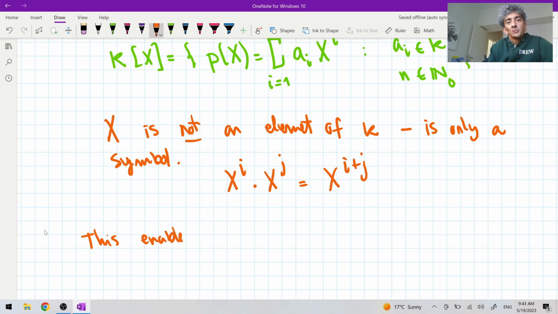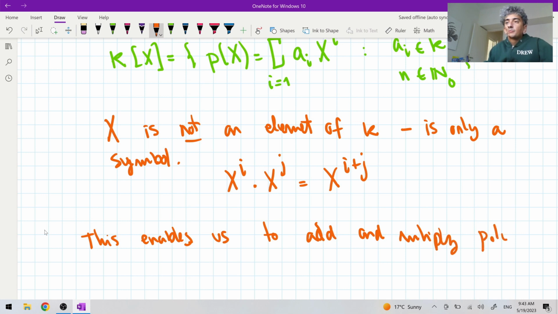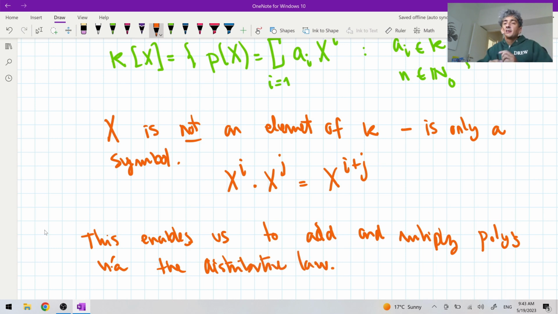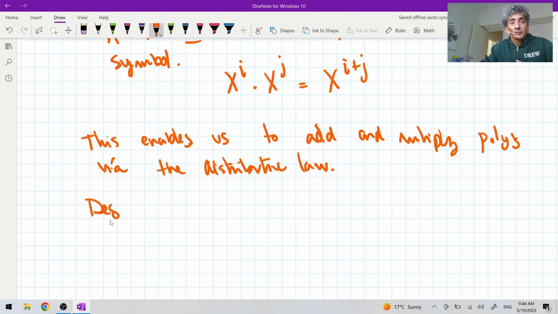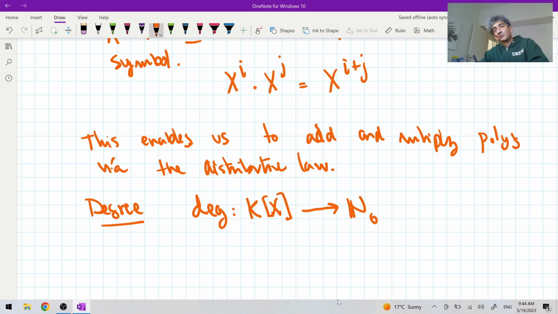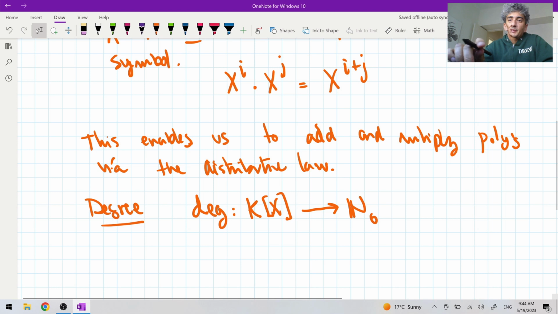This enables us to add and multiply polynomials via the distributive law. Okay. We're trying to formalize what we already know how to do, so we just need to say that. Well, there's this notion called the degree of a polynomial, which we can think of as a function that takes a polynomial and gives us a number which is natural or 0 that is going to be defined in this way.